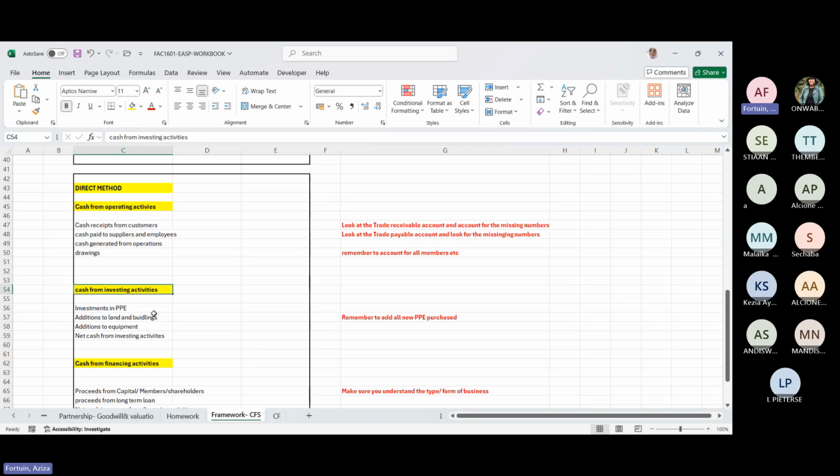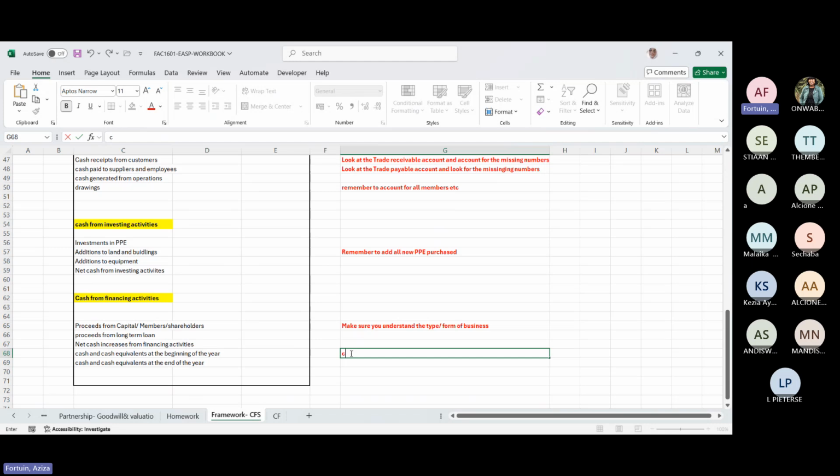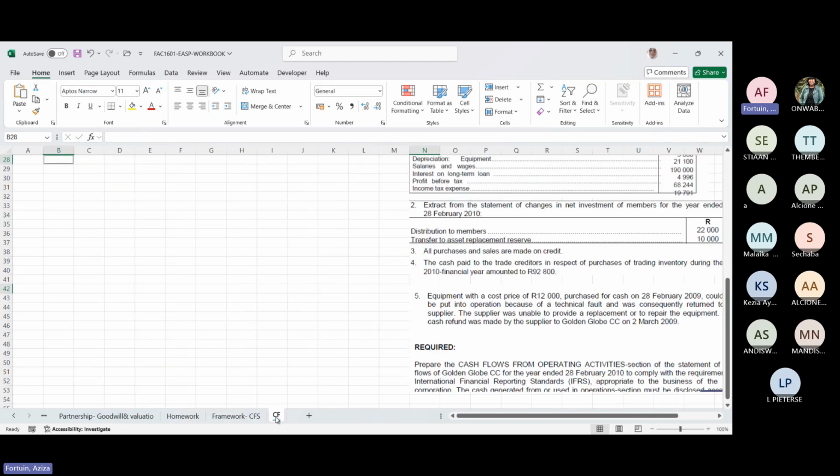Then under cash from investment activities, it is your PPE, okay? Cash from financing activities, this will be the proceeds from the members or shareholders. Make sure you understand the form of business, because you're going to put the members' capital or whatever. Proceeds from the long-term loan, and then you will have your cash or cash equivalents at the beginning and the end of the year. So there will be a comparison here. Okay, let's tackle the first example.